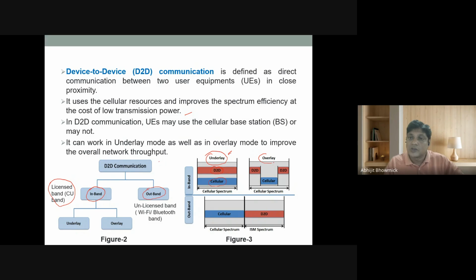What is overlay transmission? When the cellular user is present, at that time D2D won't transmit. What is the analogy? If I am not in the room, you are accessing the room, but when I come into the room, you leave my room. Similarly, when the cellular user is present in the channel, meaning they are transmitting because their bandwidth is in use, the D2D users won't transmit. But if you look at this time and this time, the cellular user is not transmitting. During that time, the D2D users will transmit. That is called overlay transmission.